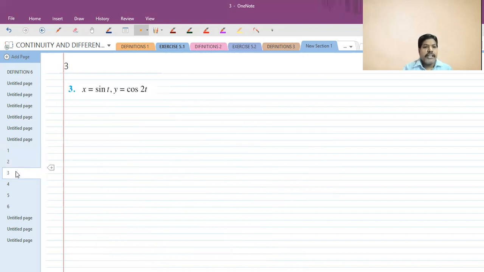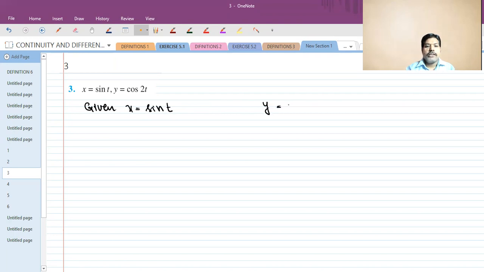X is equal to sine t and y is equal to cos t. So how to differentiate this function here, students? So first you have to take the given function. What is the given function? So given x is equal to sine t, and y, what is the y value? So y is equal to cos 2t.